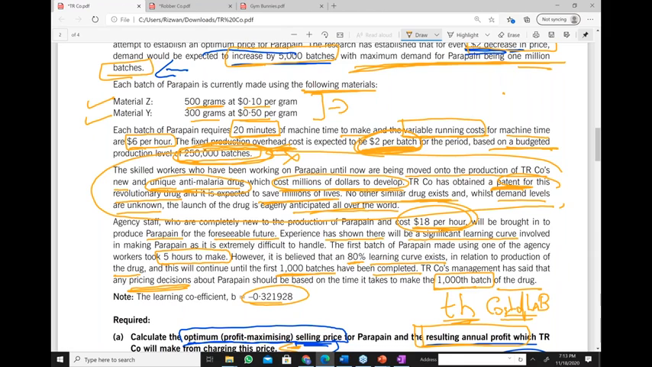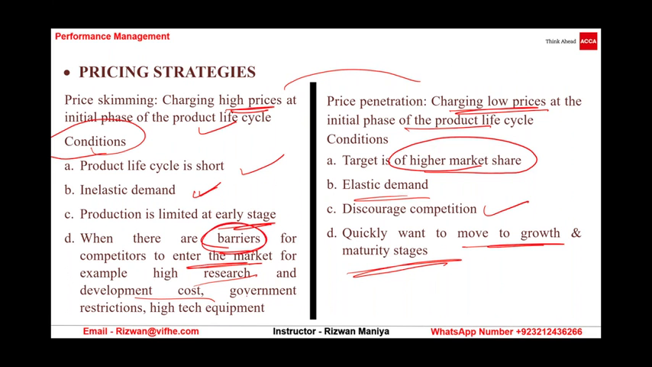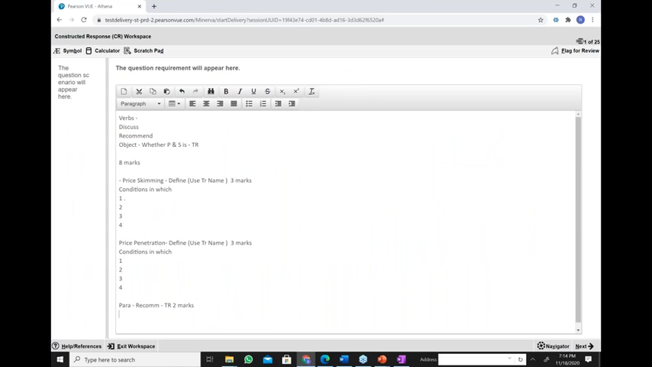All these are signs of barriers to entry. See, barriers to entry, high tech, research and cost, high development cost. So all these are signs of barriers to entry. So when you are writing in a paragraph form, do mention these things: unique, high cost, patent. So yes, what will you suggest?